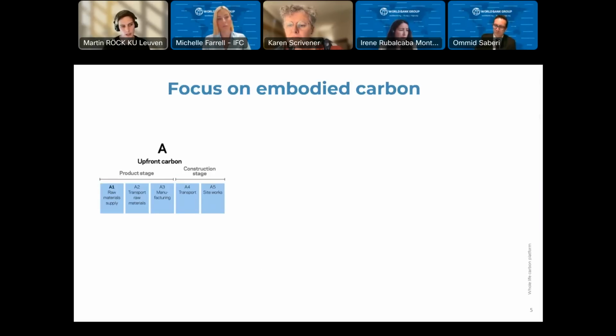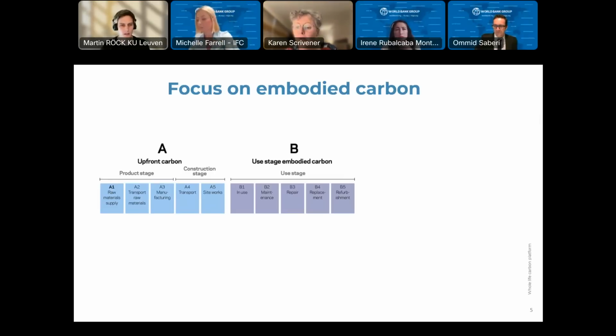And I also want to take a moment to clarify a term that Karen Scrivener already mentioned, emissions occurring upfront. What do we mean when we talk about upfront carbon? It's exactly these early stages of the product stage and of the construction stage, which together are the life cycle stage A, at least in the European standard, which is also used internationally.